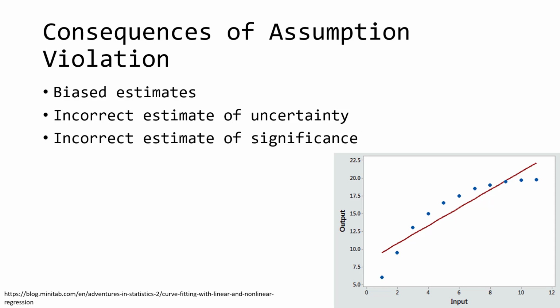In some cases, the impact of these violations is pretty obvious. In the plot on the right, the data are clearly not linear, so any estimate based on the linear model is going to be wrong, especially when used outside the range of the data. However, it's not always this obvious.